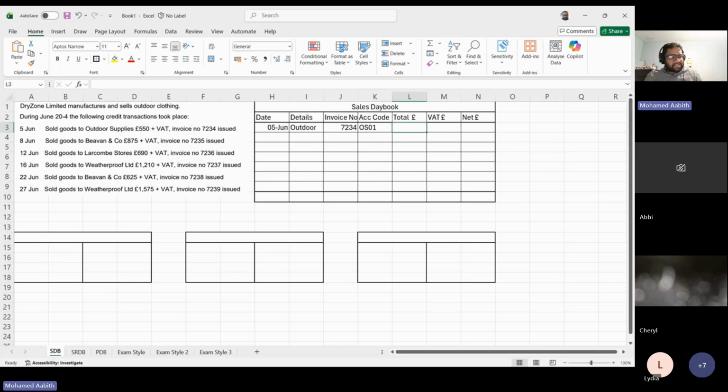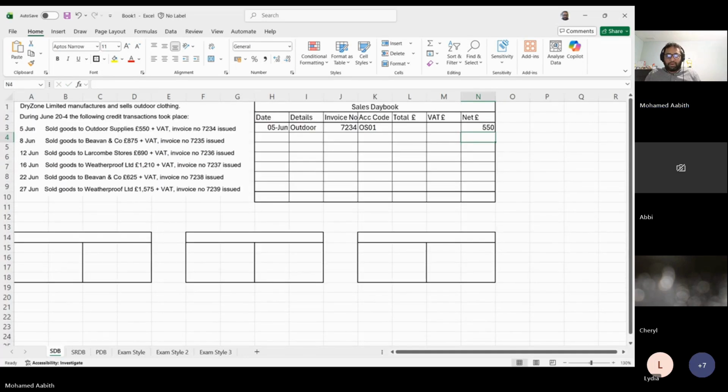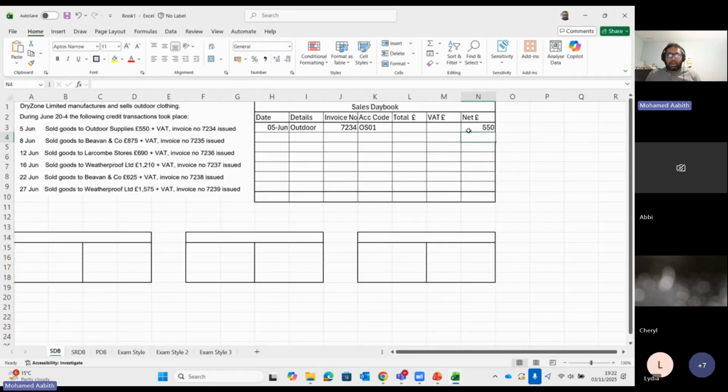Now you'll notice that the invoice is showing 550 pounds plus VAT. So this one is net of VAT, and VAT needs to be added onto this figure. So if I enter 550 here, the VAT has to be calculated in this box. Give me one second, please. I need to get to this PowerPoint, otherwise I can't see the cursor. Yeah, now I can see the cursor.